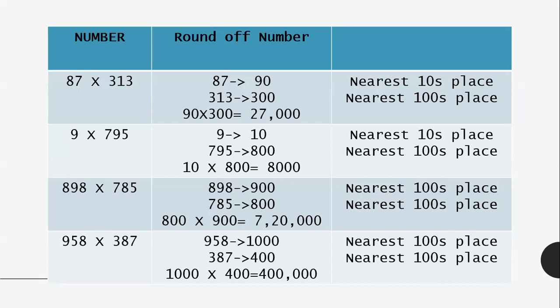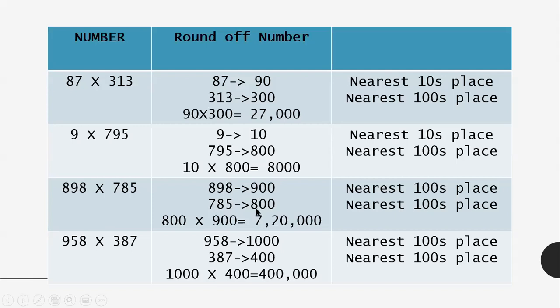In the second example, we have 9 multiplied by 795. So 9 can be rounded off to 10, which is the nearest tens place approximation. 795 can be approximated to the hundreds place, that is 800. So the product of 10 and 800, we get 8,000. Third example, 898 multiplied by 785. 898 can be approximated to 900, and 785 can be approximated to 800.